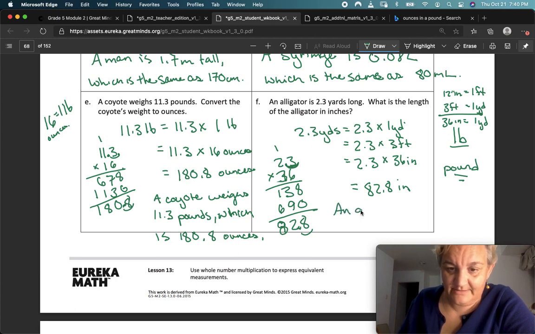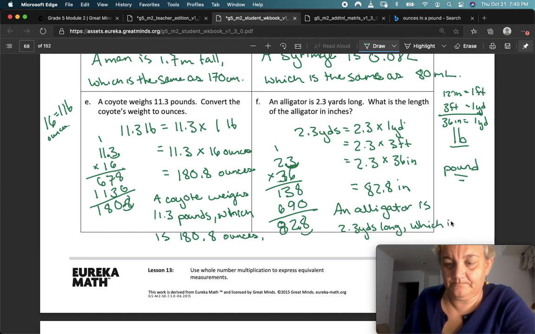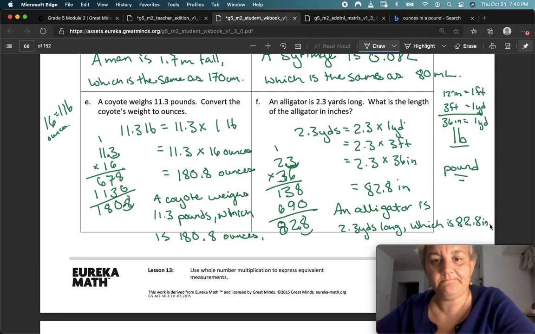An alligator, this particular alligator, is 2.3 yards long, which is 82.8 inches. Okay.